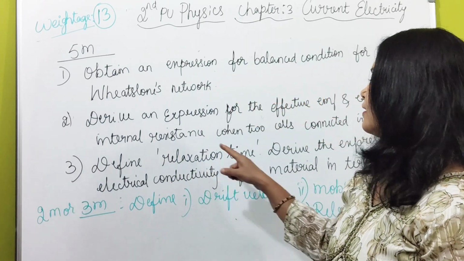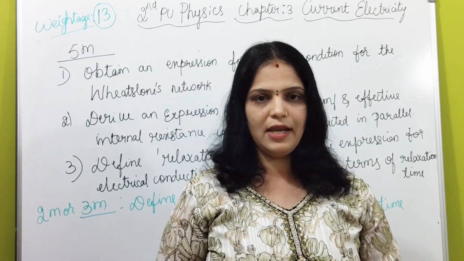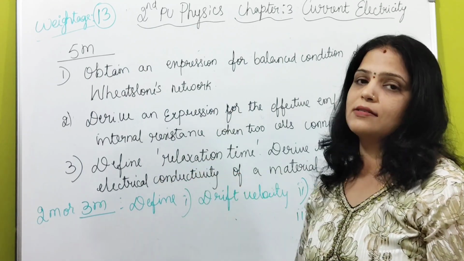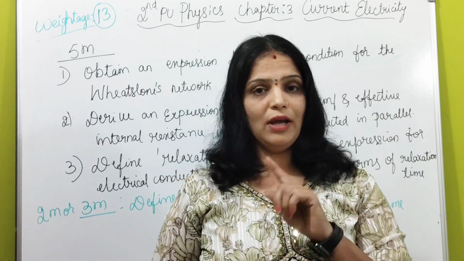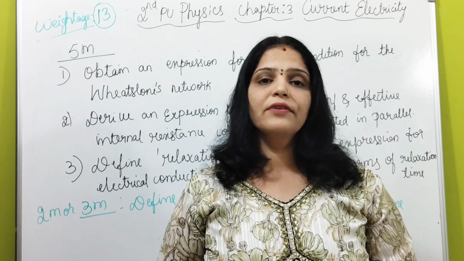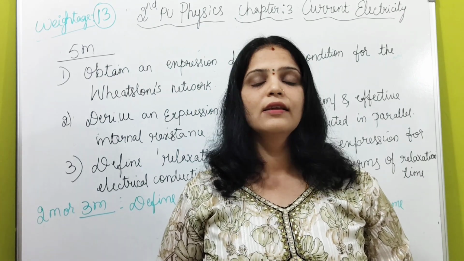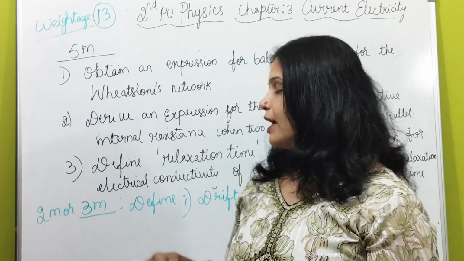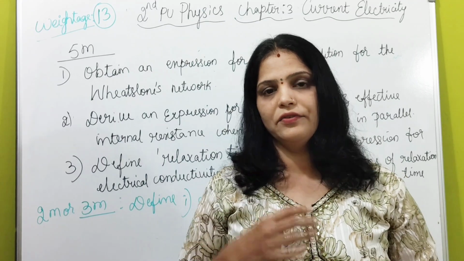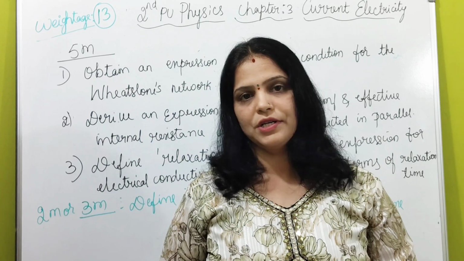And one more is define relaxation time, derive the expression for electrical conductivity in terms of relaxation time. Here there is one question and here there is another question, right? So please answer this first. Okay? So don't forget that because 1 mark will be allotted for that question. So what is the definition of relaxation time? It is the average time interval between two successive collisions of electrons with atoms or with ions, immobile ions. And derive the expression for electrical conductivity in terms of relaxation time. Arriving at that equation carries 4 marks. Sigma is equal to Ne square tau by m is the expression.